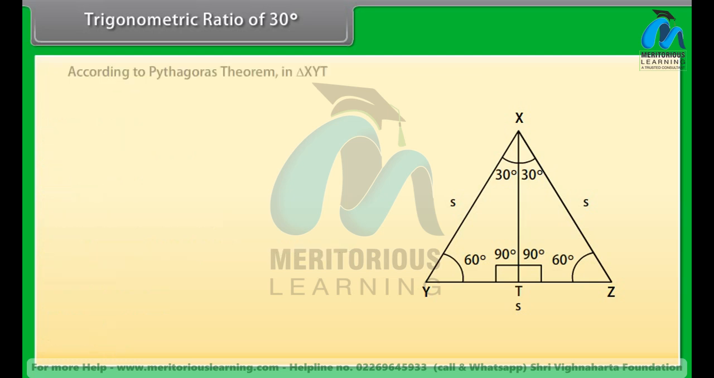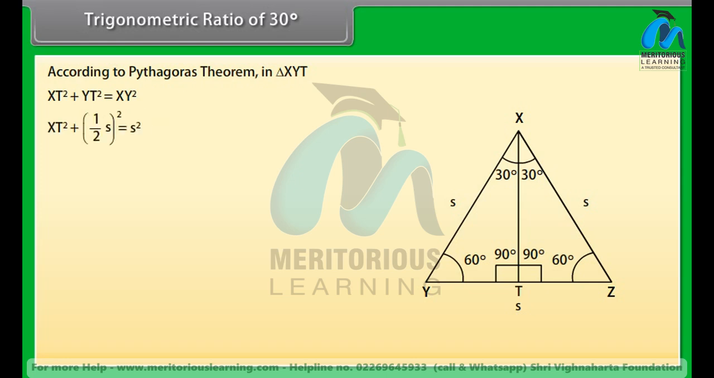According to Pythagoras' theorem, in triangle XYT, XT square plus YT square is equal to XY square. By substituting the values, we get XT square plus 1 upon 2 S whole square equals S square. Now, by calculating it, we get XT is equal to square root 3 upon 4 S square, which is square root 3 upon 2S.